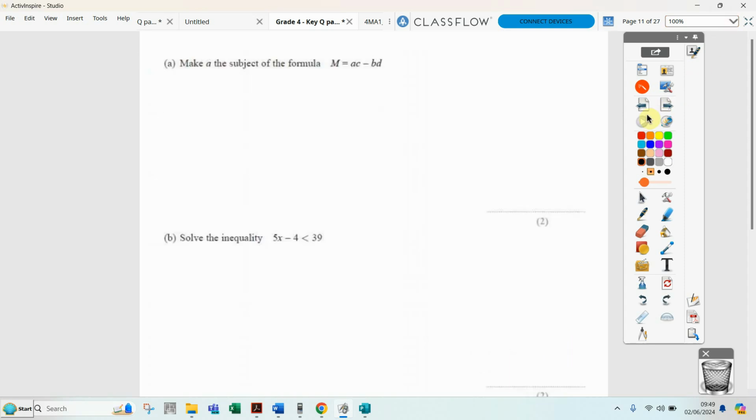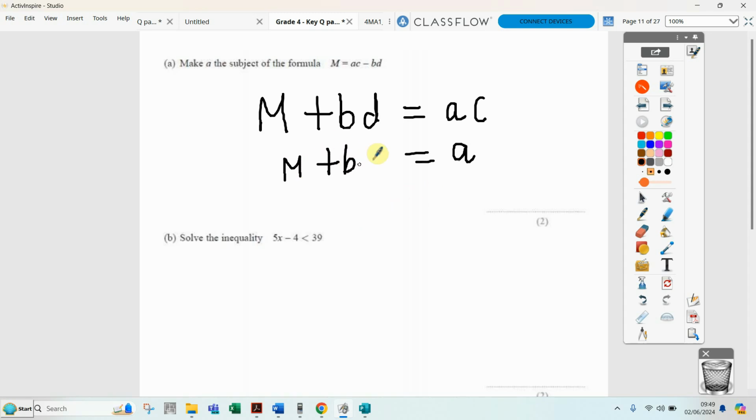Next, make A the subject of the formula. So we move the minus BD to the left, so it becomes plus BD. Okay, and then to get the A on its own, the C is multiplied by the A, so the opposite of multiplication is division, like this.